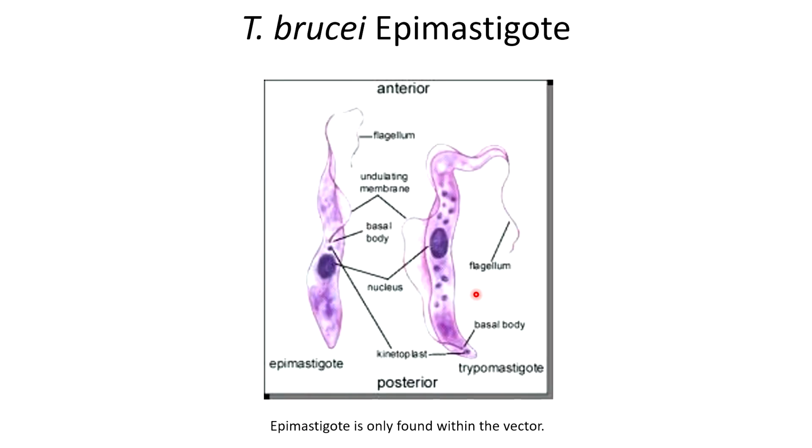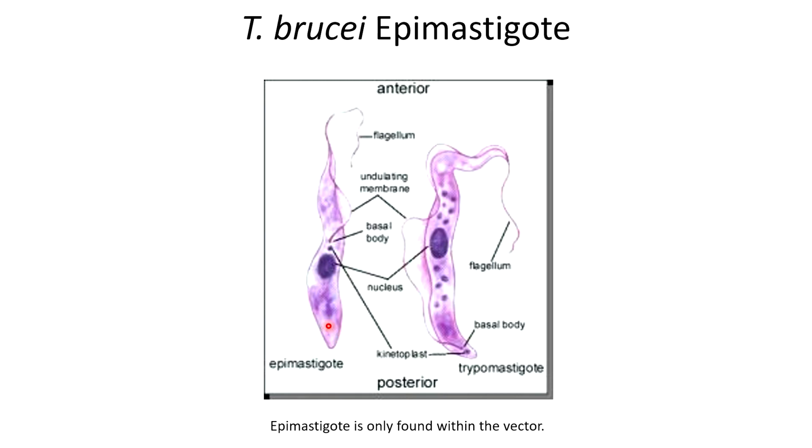So moving on to the T. brucei epimastigote, here we can see some of the key structures from before have moved. We still have an anterior flagellum, we still have an undulating membrane, but it's a lot smaller. The basal body has now moved to the center of the parasite instead of at the posterior end of the epimastigote.